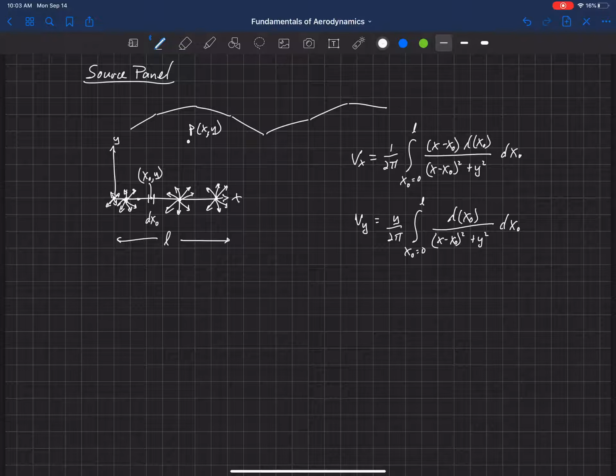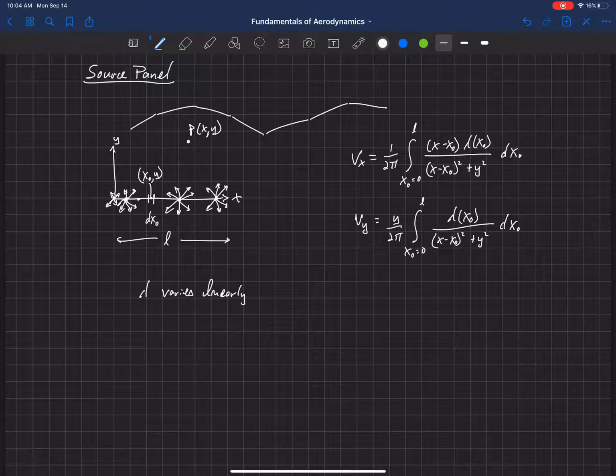Now we can actually simplify this further if we assume some distribution for lambda, or the strength of that source sheet. There are a few different things you can do. One is to assume that lambda is constant across that source sheet, so it doesn't vary with x naught, in which case you can bring it out front and simply integrate the rest inside the integrand. In our case, we're going to assume that lambda varies linearly.